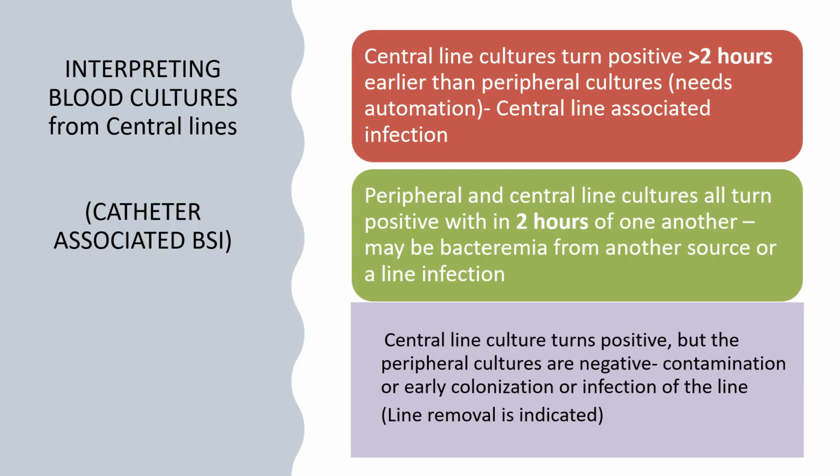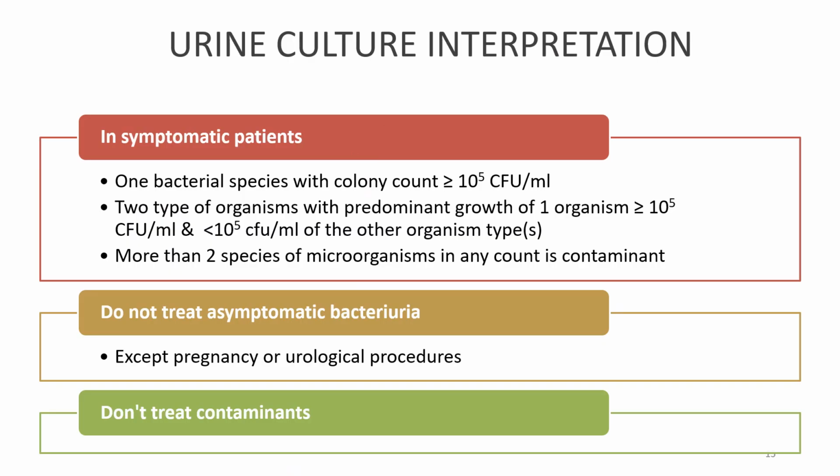How to interpret blood cultures from central lines? If the central line cultures turn positive more than 2 hours earlier than the peripheral cultures, then there is a central line associated blood infection. If the central line and peripheral cultures turn positive within 2 hours, then it may be bacteremia from another source or a line infection. If the central line culture turns positive but the peripheral cultures are negative, then it is a colonization. Then the line removal is considered.